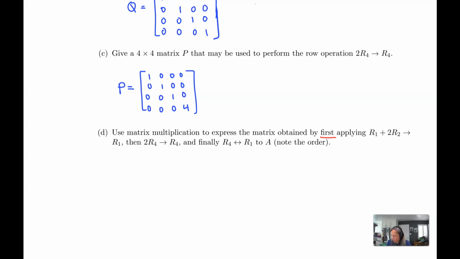So the first thing we want to apply to A is this adding a scalar multiple of another row. And that was my Q matrix, right? That was what Q did. Then we want to scale up row 4, which is what P did. And finally, we want to do that row swap, which is what M did. So these are all going to happen to A in that order.